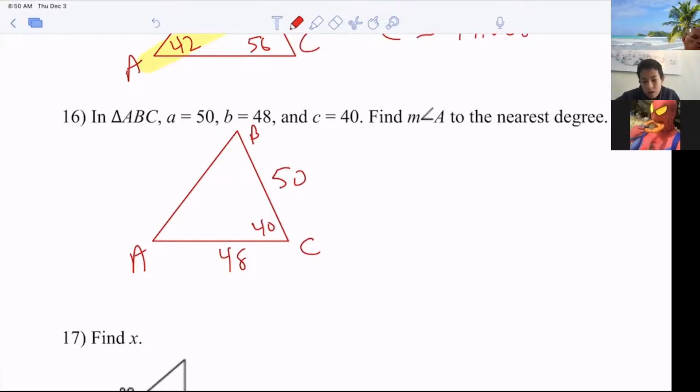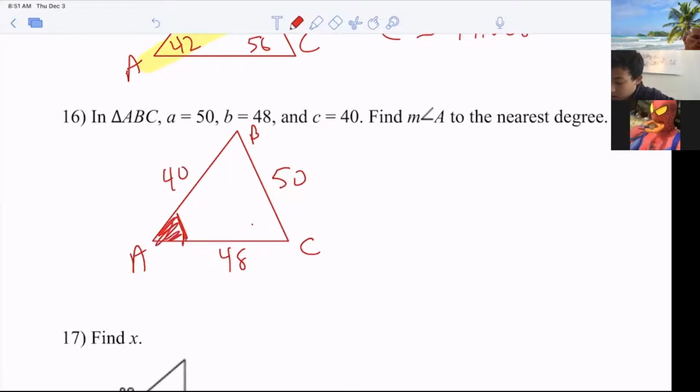Uh-oh. Did I mess that up? The 40 is supposed to be on the side. Oh, thank you, thank you, thank you. I thought it was an angle. 40, thank you. Here, we want angle A.